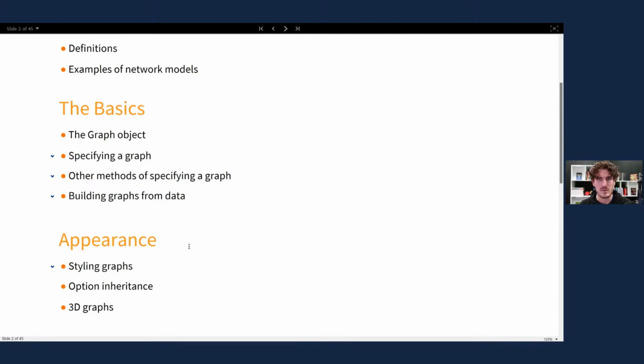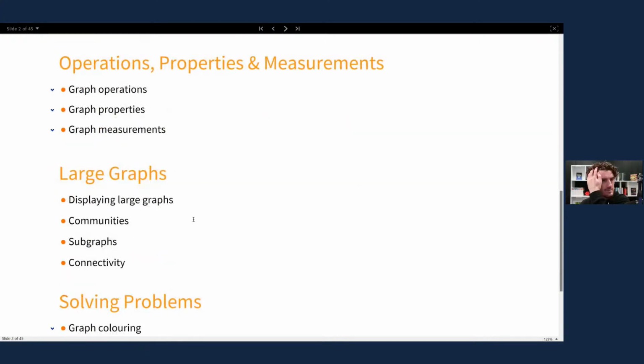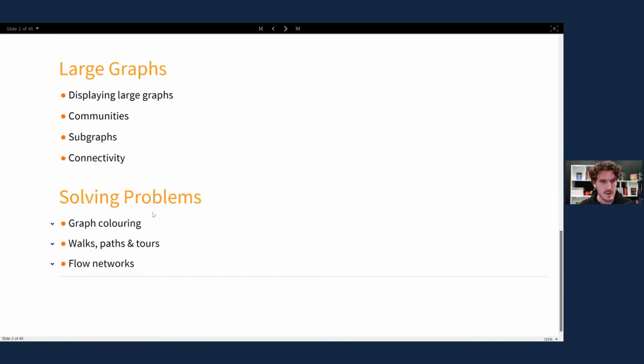We'll touch on styling graphs, operations we can perform on graphs, finding community subgraphs and connectivity of graphs. And then by the end, hopefully, we will get on to very specific graph theoretic problems like the four color problem, finding particular paths, walks, and tours, like a Hamiltonian tour, for example. So I hope this will be of interest.